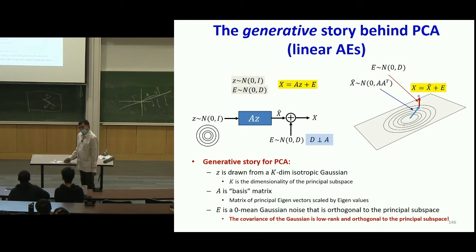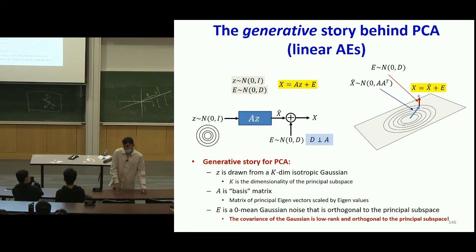Yes? Zero mean, unit variance. The parameters are A and D. That's what is being used to generate the data, right? The Gaussian is being drawn from a zero mean, unit variance. Then you're multiplying it by A to get to the point on the plane. Then you're adding noise, and the noise has a variance which is D.